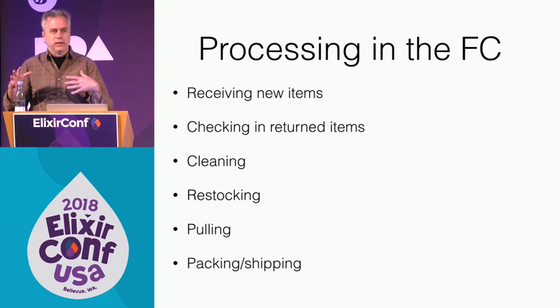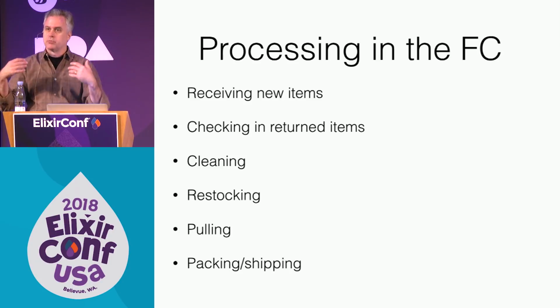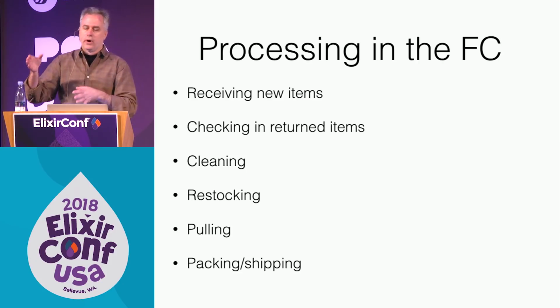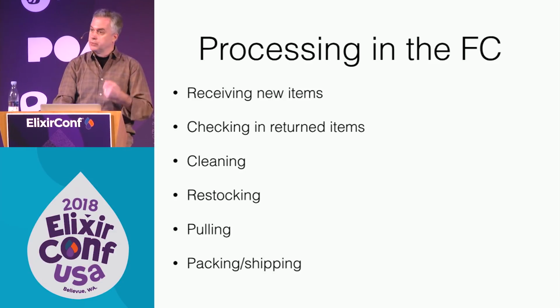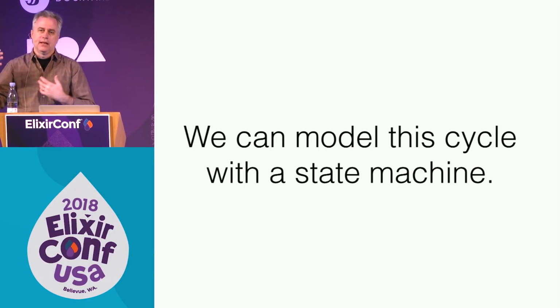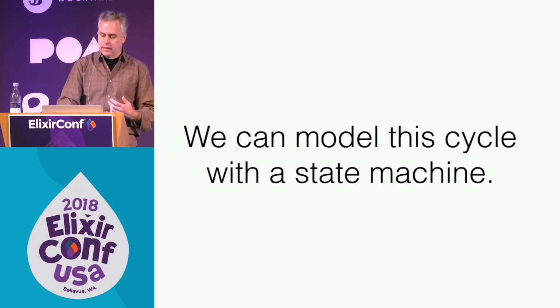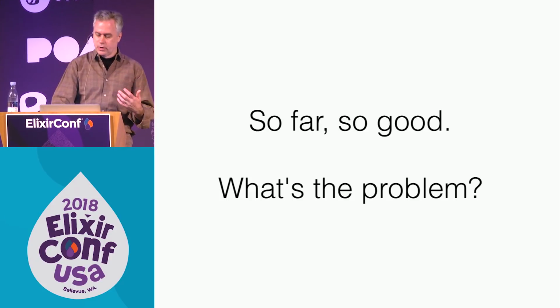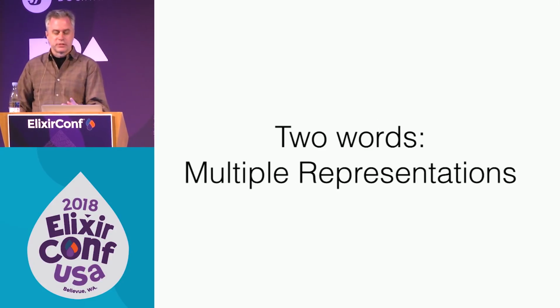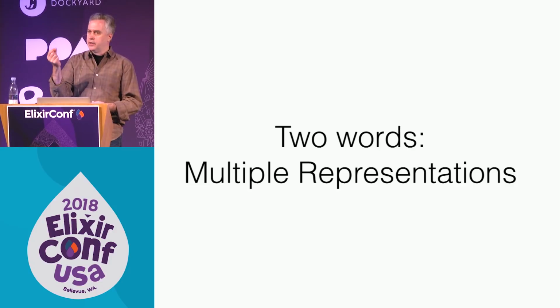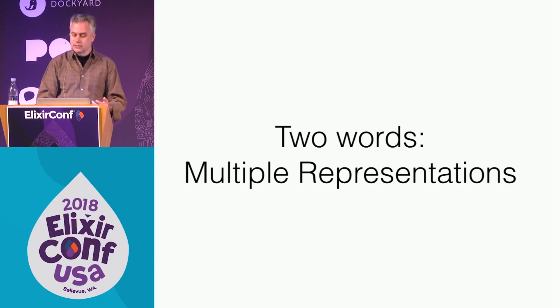So in the fulfillment center itself, there's a bunch of stations. We receive new items, we get items back from customers as returns, we have to clean them, restock them, and whatnot. And we can think of each one of these steps, with each of these stations, as a step in a state machine. And so we can model it that way, and in fact, originally we did model it that way. So that all sounds fine. So what's the problem? We've got multiple representations, but it's really multiple representations of the same item across the entire system.